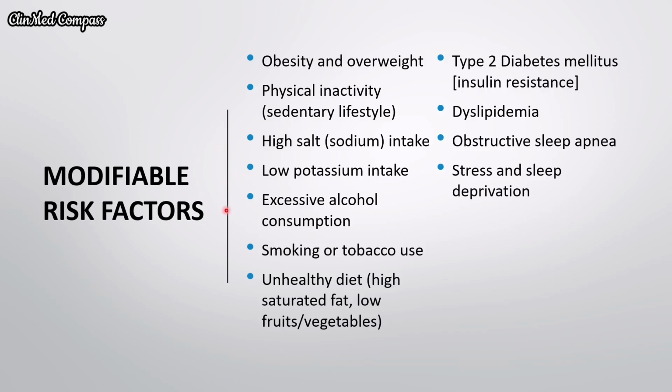Excessive alcohol consumption, smoking, and unhealthy diet have also played roles. Other medical conditions like type 2 diabetes mellitus, dyslipidemia, and obstructive sleep apnea also increase the risk of hypertension. Finally, chronic stress and poor sleep have both been implicated in hypertension risk. These are the areas where lifestyle modifications can make a real difference, both for prevention and treatment.